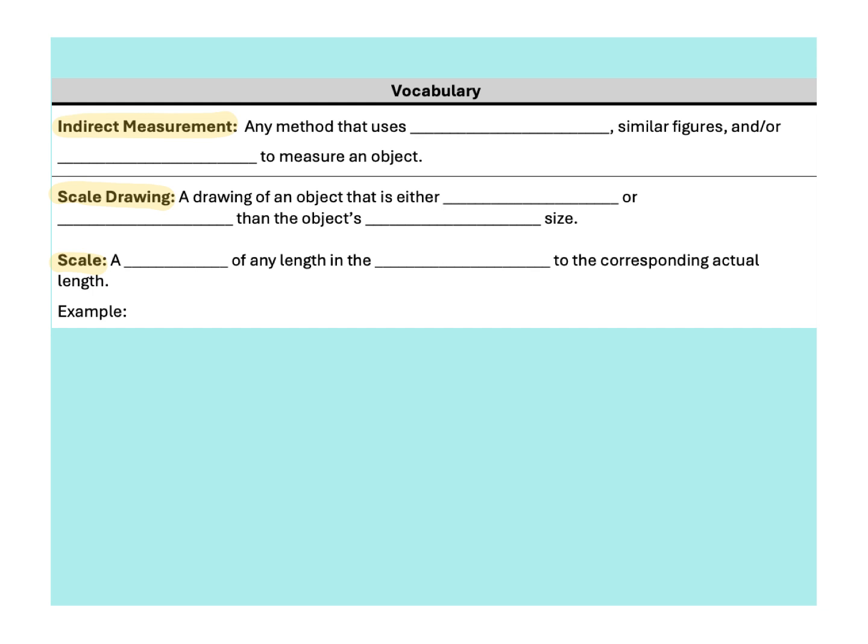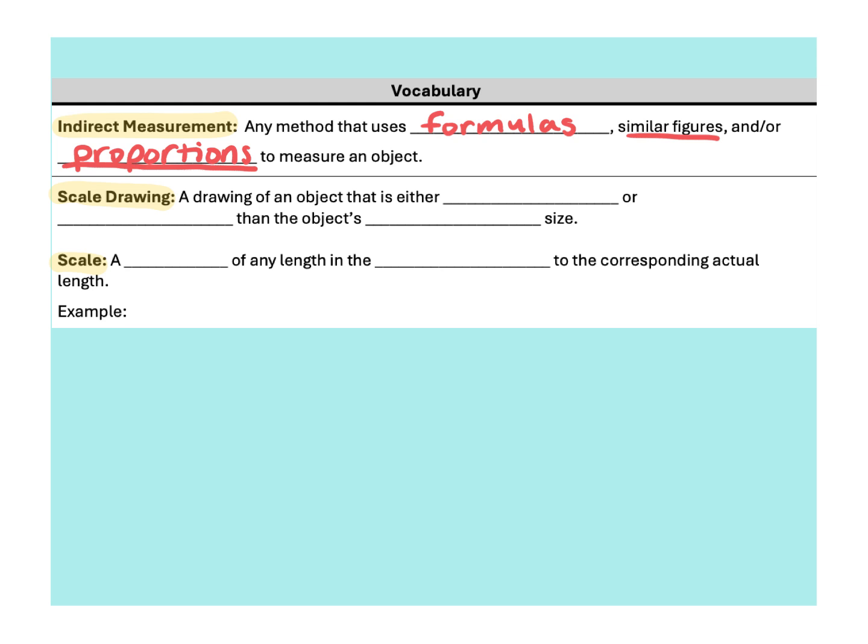Our first word is indirect measurement, and that is any method that uses formulas, similar figures, and/or proportions to measure an object. This chapter, we've been focusing a lot on similar figures and proportions. So when we do our indirect measurement today, we're going to be looking for similar figures and then setting up a proportion.